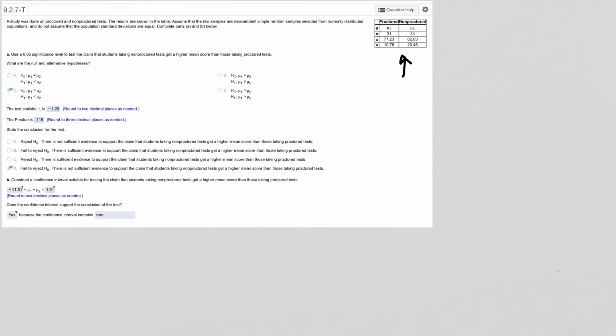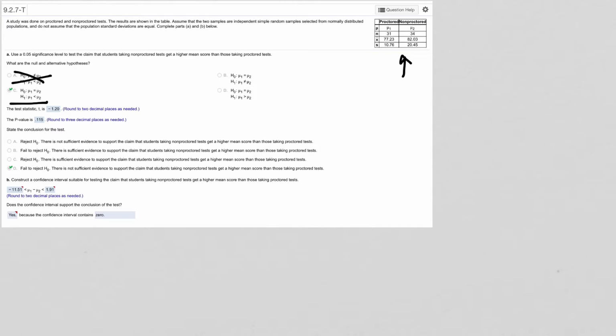And we can see that that is choice C. And that's because we're talking about two means. So it's mu1 and mu2. The null hypothesis has to be an equal to statement. That eliminates choice A.